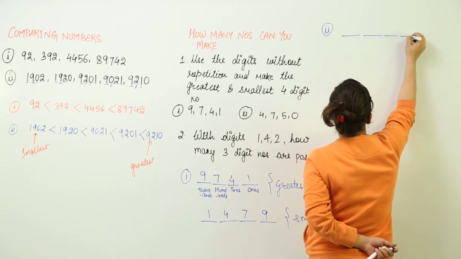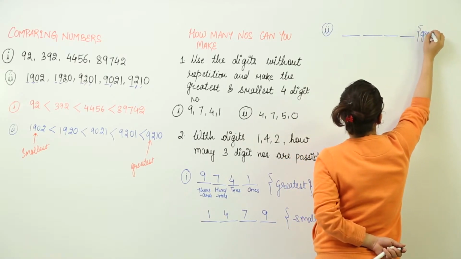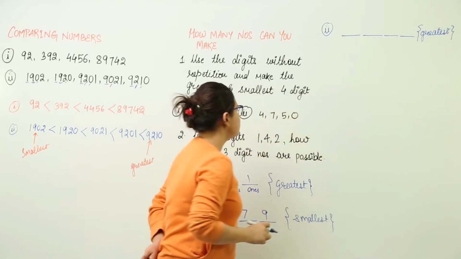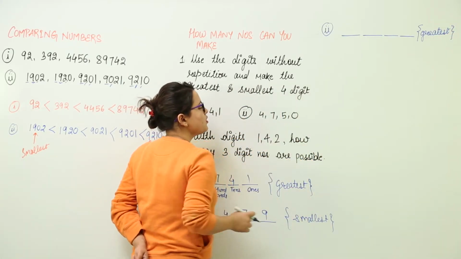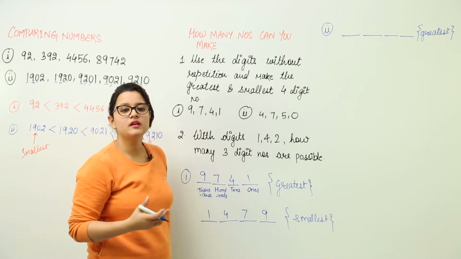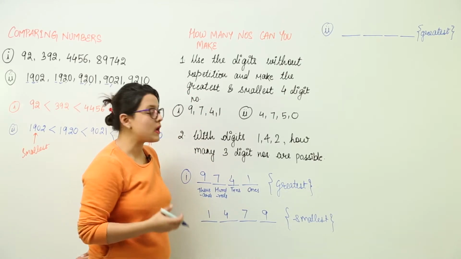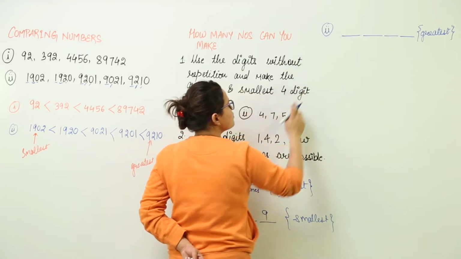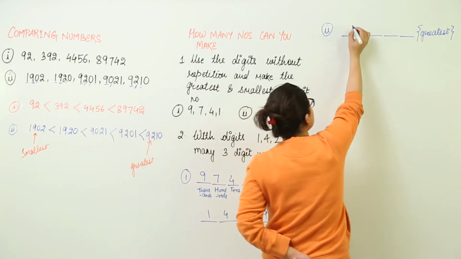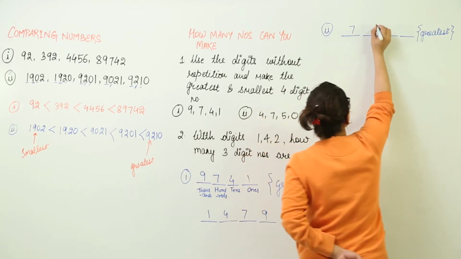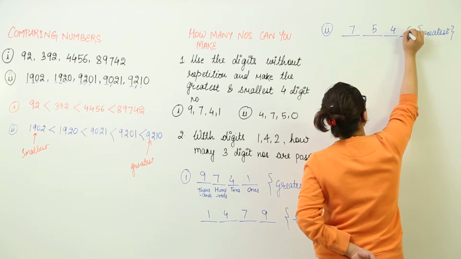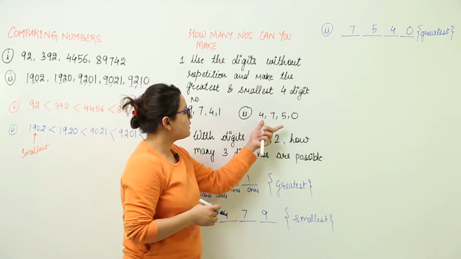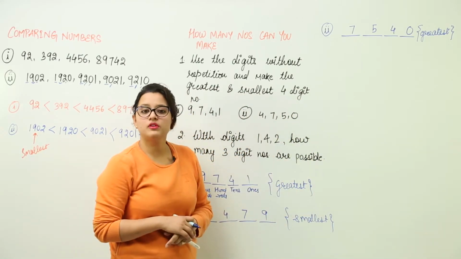Now again we are going to make 4 dashes for the greatest. Now we have the 4 digits 4, 7, 5, 0. For the greatest, we start placing the largest digit at the largest place. So we have 7 as the largest value, we place 7. Then we have 5, 4 and 0. So this is the greatest 4-digit number possible with the help of these digits and without repeating them.